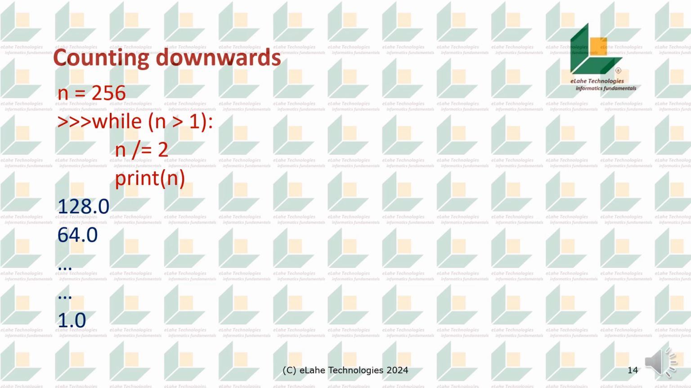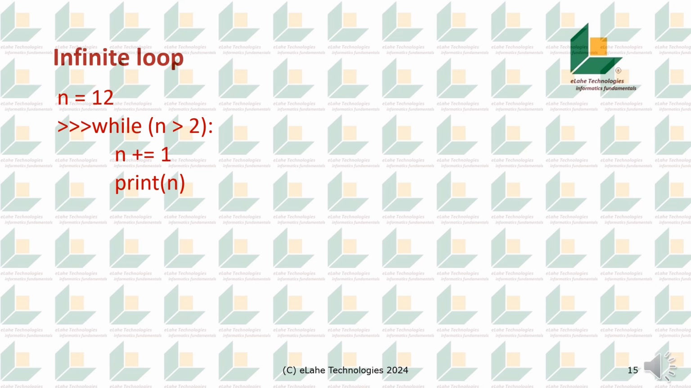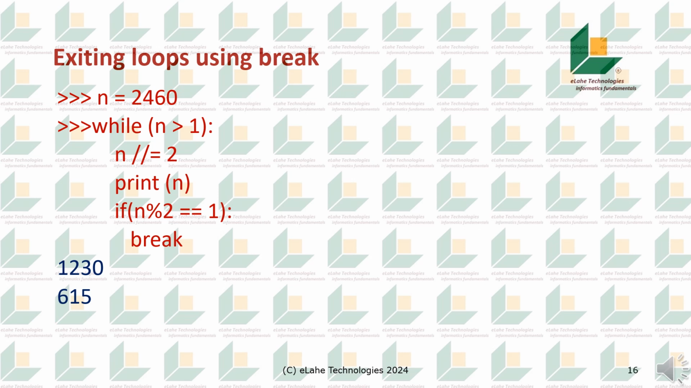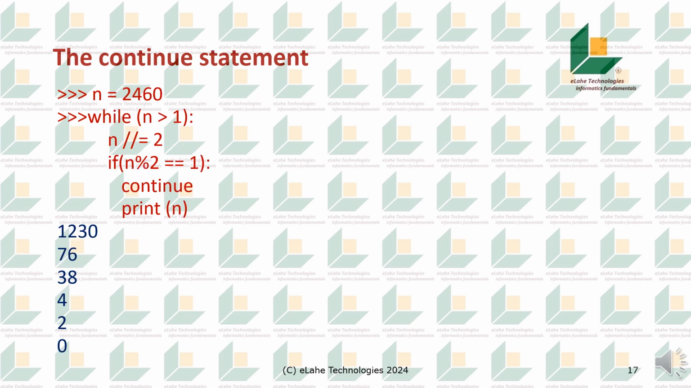In this example, we count downwards. The loop control variable is gradually reduced. Here the while loop runs forever. Python provides a loop control mechanism, break, which allows control to shift out of the loop. This example illustrates the usage of the break statement. Continue is another loop control mechanism, which allows us to shift the control to the beginning of the loop.